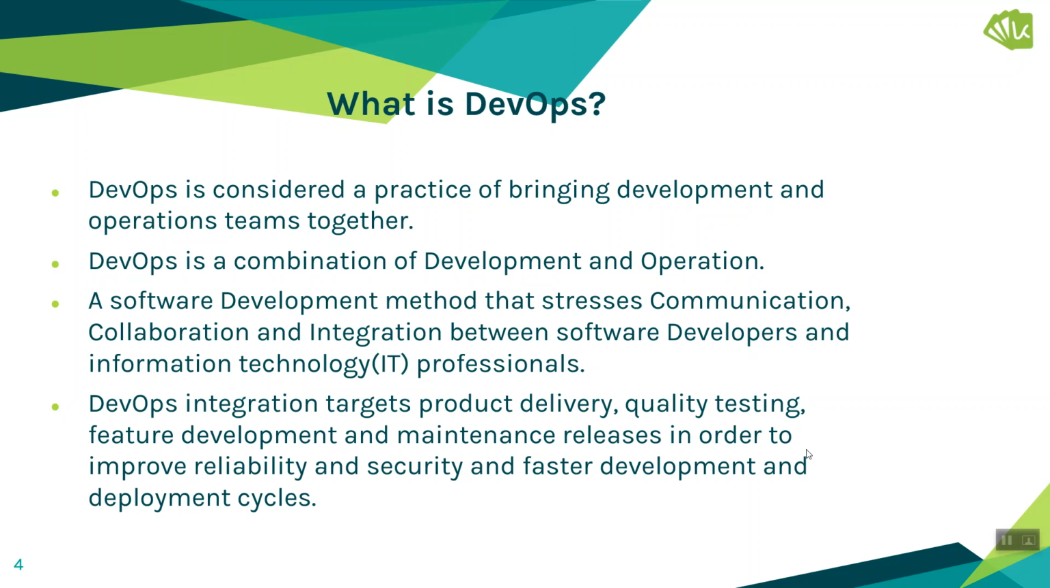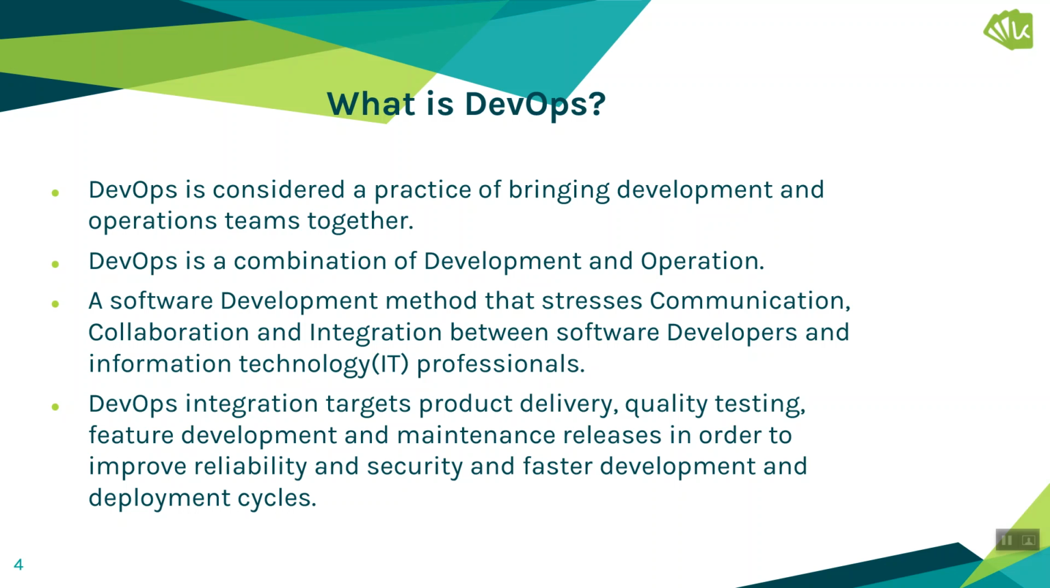So what happens is, to implement this agile methodology, DevOps came into the picture. DevOps is not a tool or some product or software. DevOps is a collaboration of the development and operations teams. They closely work for the outcome or for a particular goal. So DevOps is considered a practice of bringing development and operations teams together.